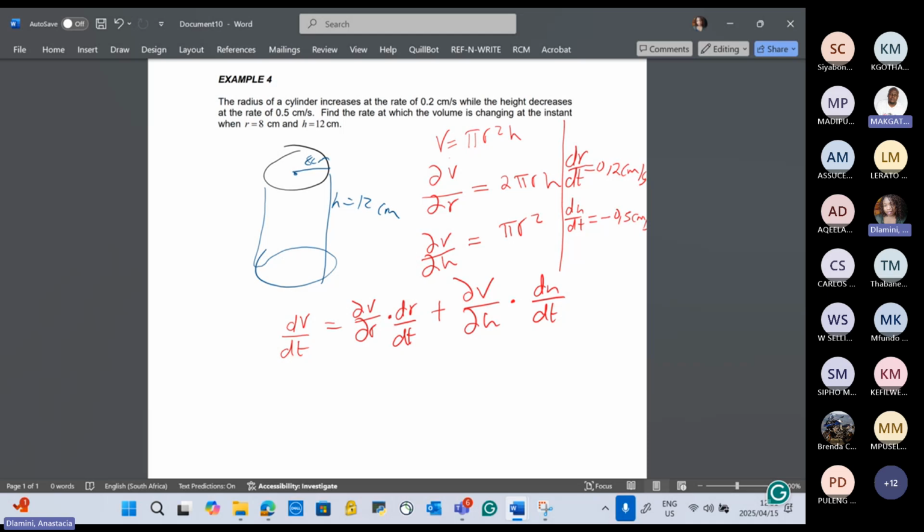I want you guys to give me the units. Didn't you give me the units before? Now I want you to give me the units before we even substitute. What are the units? Centimeters per second.